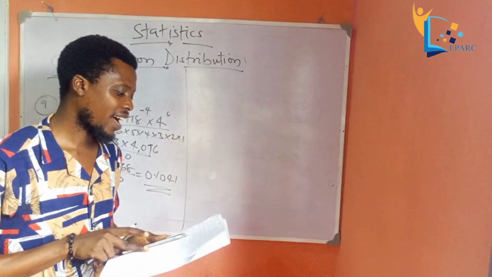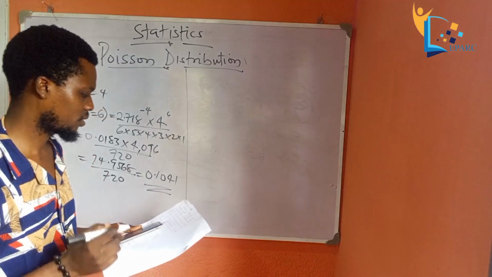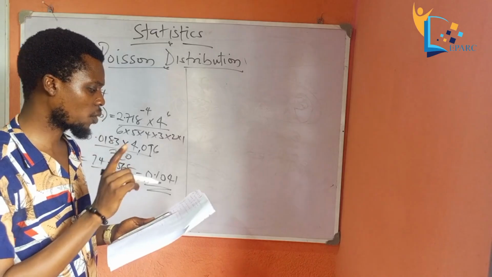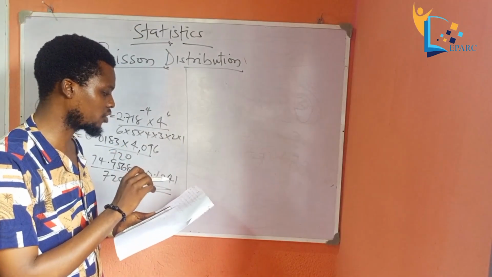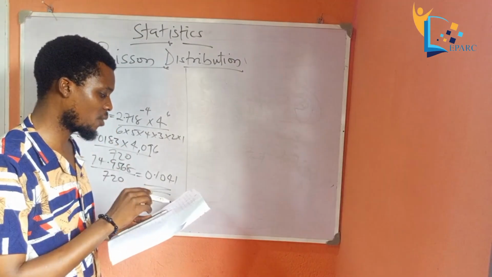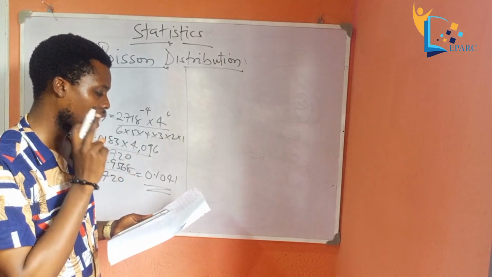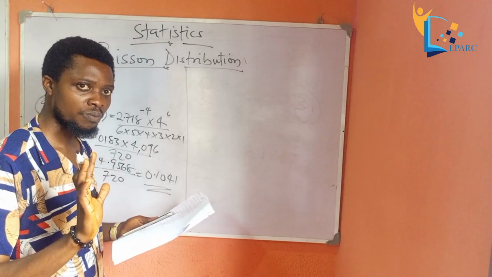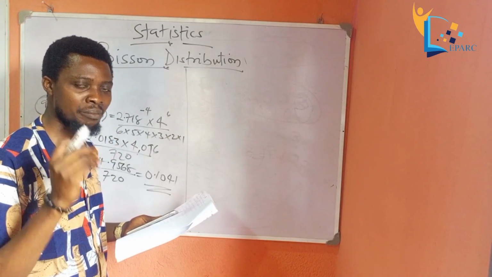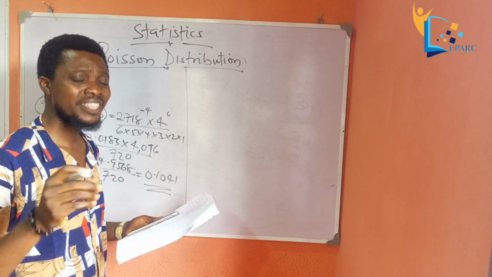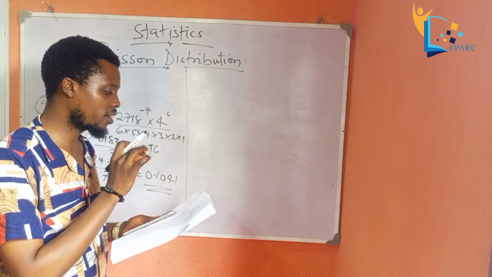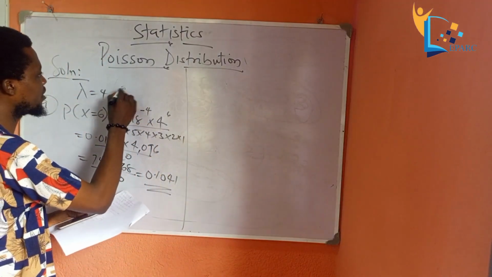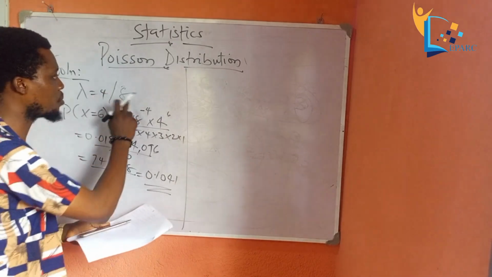The next question says, at most 2 calls are received in 2 hours. Now if you observe something here: from the question, our time range has been 1 hour, but here they're talking about 2 hours. So that means our mean will be multiplied by 2. Remember, one of the properties of the Poisson distribution is that the mean is constant for all intervals. So if 4 is our mean for 1 hour, then for 2 hours our lambda will be 8, that is 4 times 2 hours.